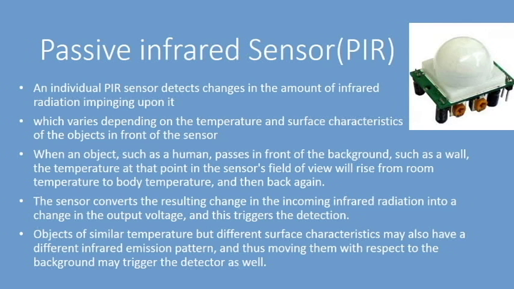Objects of similar temperature but different surface characteristics may also have a different infrared emission pattern, and thus moving them with respect to the background may trigger the detector as well.